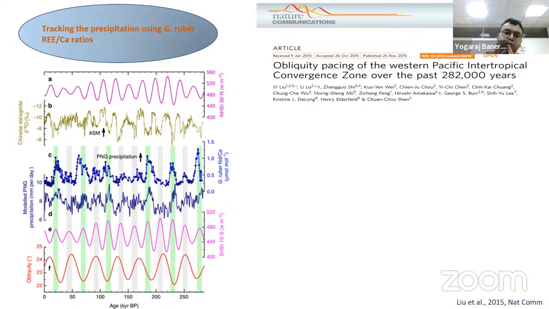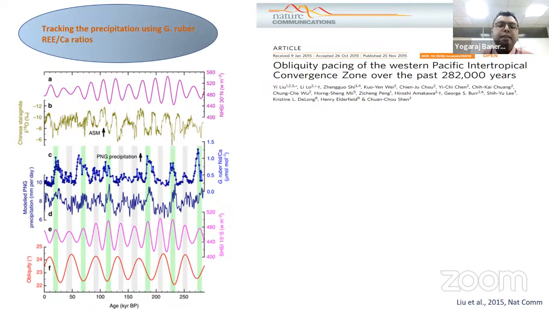So the rare earth elements from the ruber are a proxy for the weathering, and weathering in this particular region is controlled by the monsoonal precipitation. So what we are seeing here is a proxy of a proxy. In that way we are connecting the neodymium by calcium record of the ruber with the local precipitation, the precipitation pattern of the region.